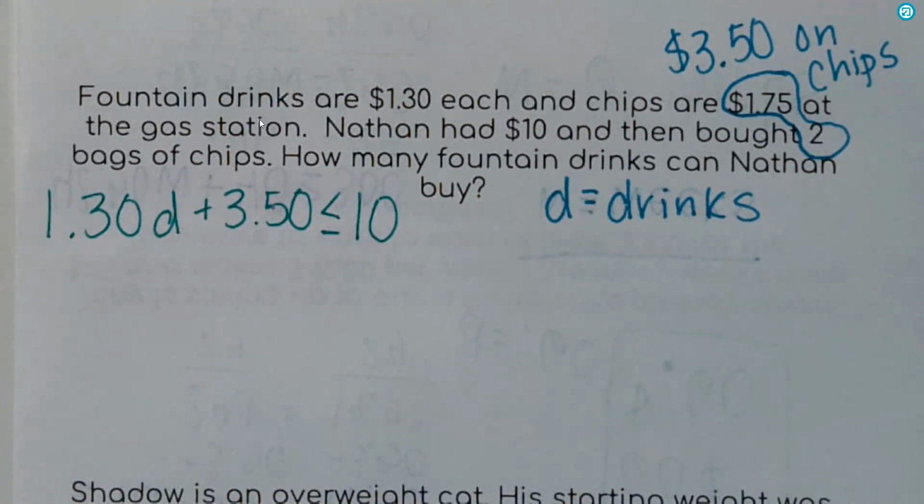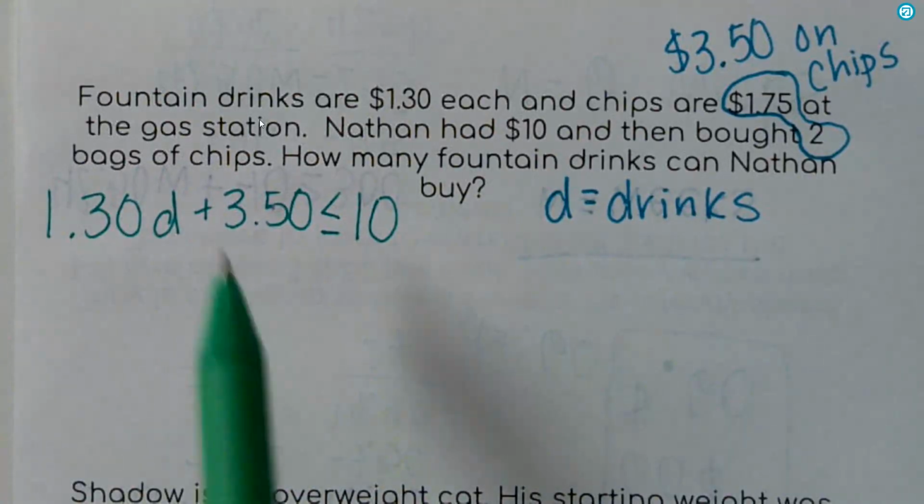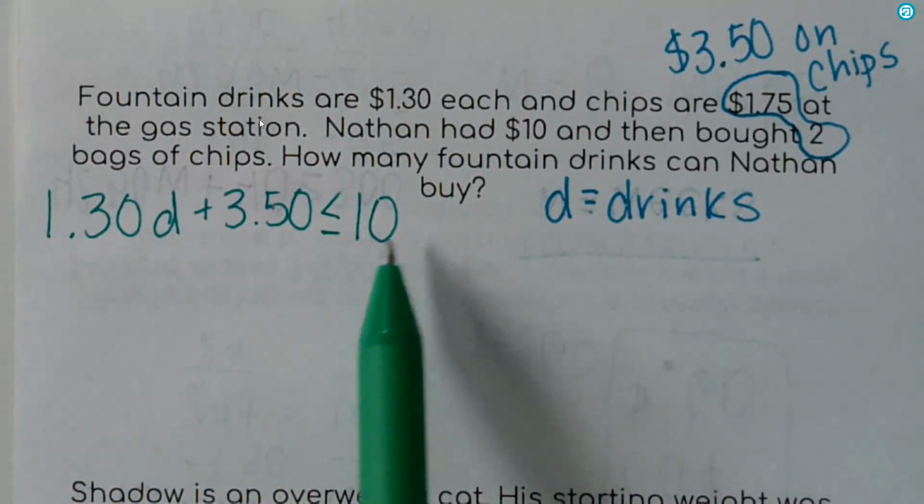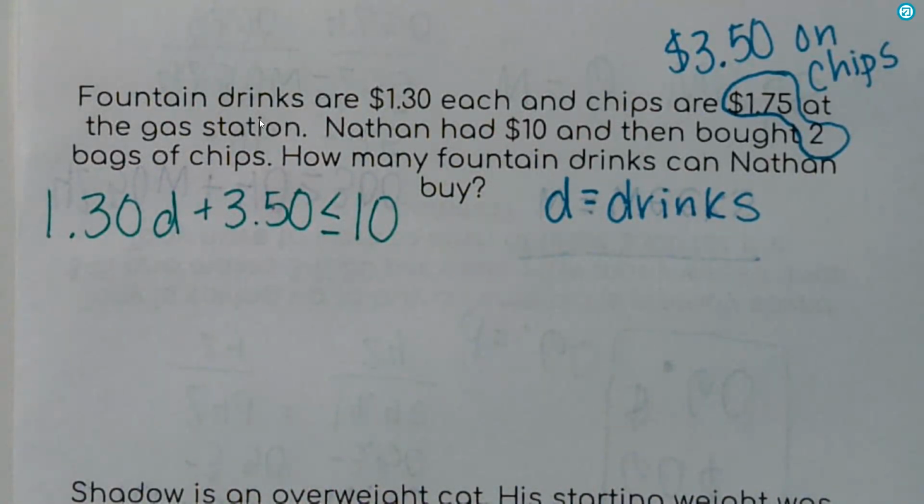Yes. Why isn't it minus 3.50? Because the $3.50 is going towards our total. If you wanted to, you could subtract the $3.50, which we're about to do, from the 10 and say, okay, I have $6.50 left to spend. That's what we're about to do. But the total of things we're spending money on has to be less than the total amount of money we have to spend. Good question.